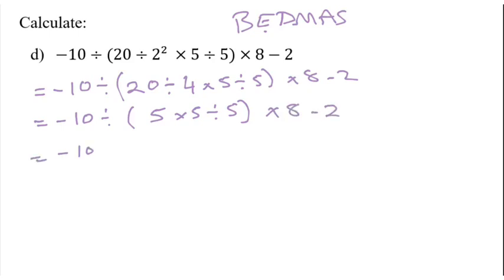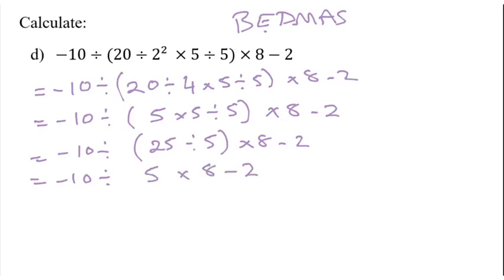Keep going with our brackets. 5 times 5 is 25. And 25 divided by 5 is 5. Okay, so dealt with my brackets. Now, are there any powers? No, there are not. Are there any divisions? Yes, there is. So we need to do this -10 divided by 5.